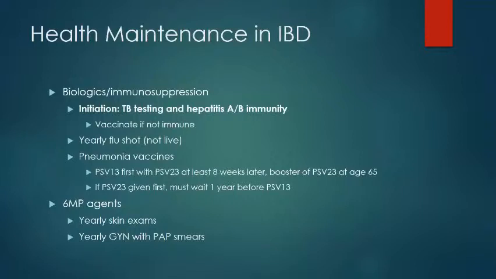So you give the 13 first, then wait 8 weeks and do the 23, and if they get the 23-valent first, they have to wait a year, and then a booster later on. With 6-MP agents, like azathioprine or 6-MP, those patients have an increased risk of cervical dysplasia and need yearly gyne exams with pap smears, and non-melanomatous skin cancer is another big one. So they need derm, or if you feel comfortable doing a full skin exam yourself, you can do that too.